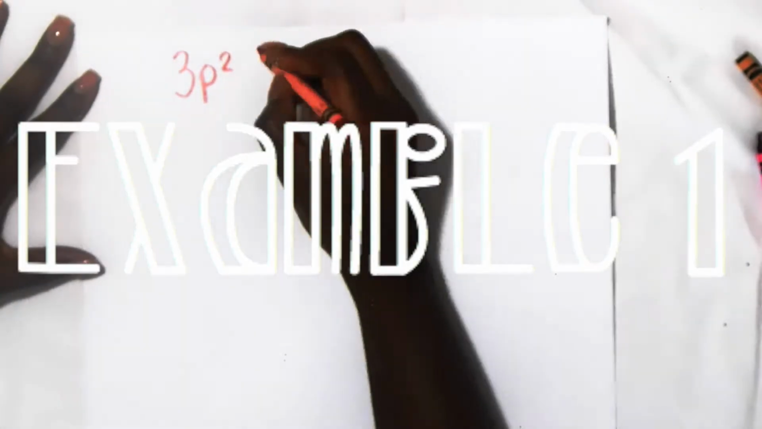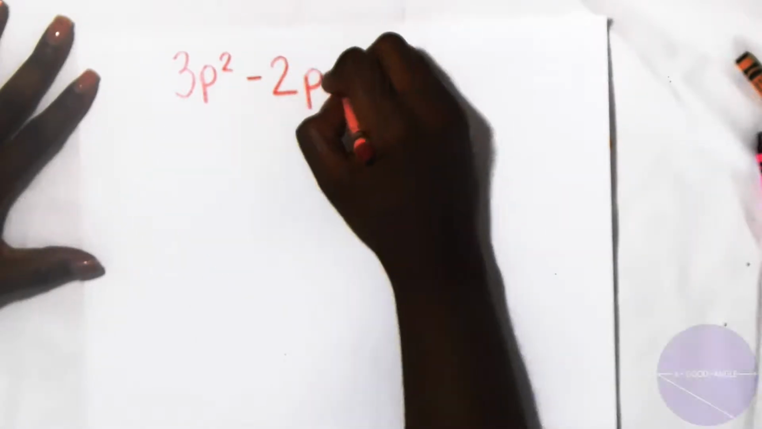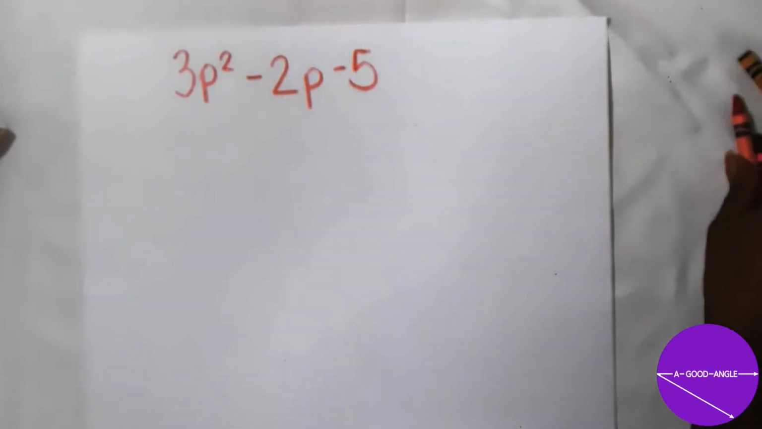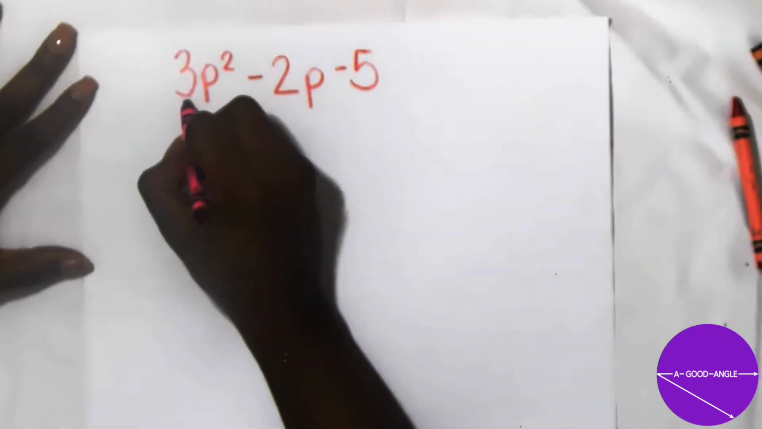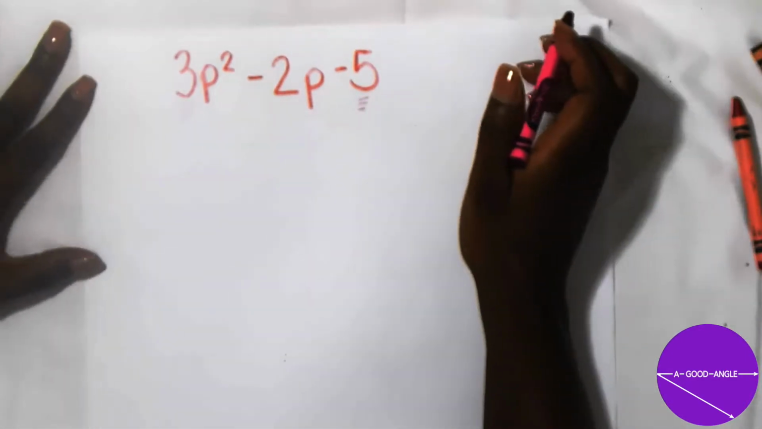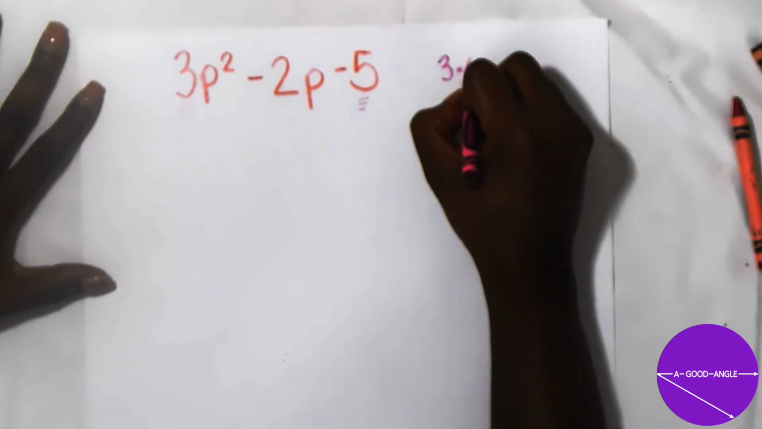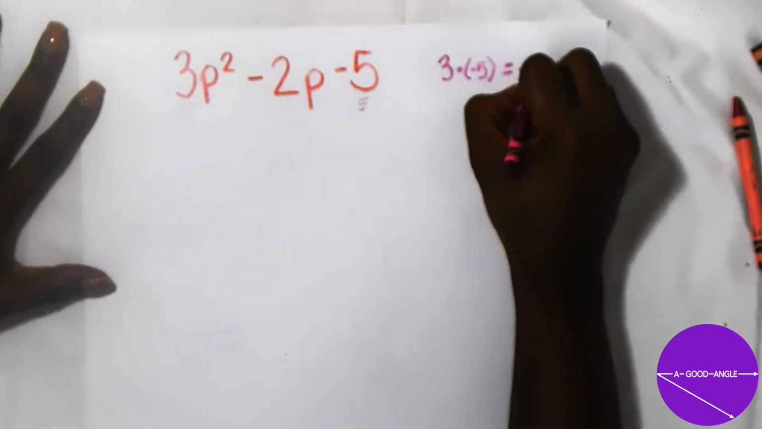We're going to be factoring trinomials when there is a number in front, so a is greater than 1. When you start this process, you want to take the 3 and the 5, so the first number and the back number, and multiply them together. So 3 times negative 5 is going to give me a negative 15.